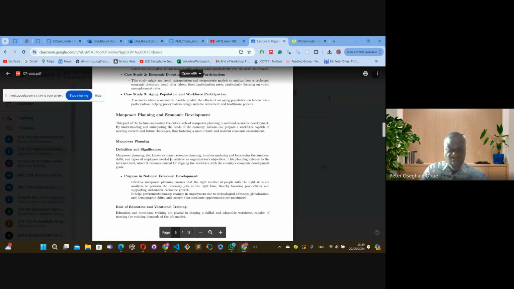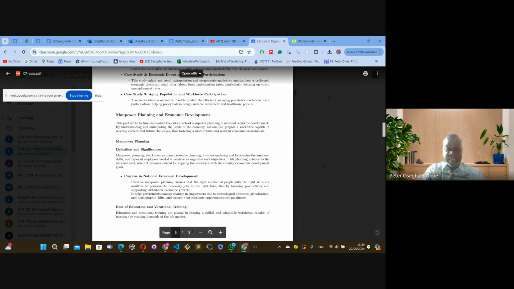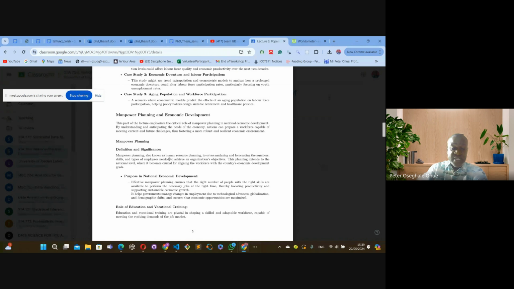So manpower planning, also known as human resource planning, involves analyzing and forecasting the numbers, skills, and types of employees needed to achieve an organization's objective. So if you want to embark on a project, you must consider the people. There's so much emphasis on the material, on money. You also have to consider the people, the manpower, and the kind of skills, so that if you put the right people in the right places, your output will be better.